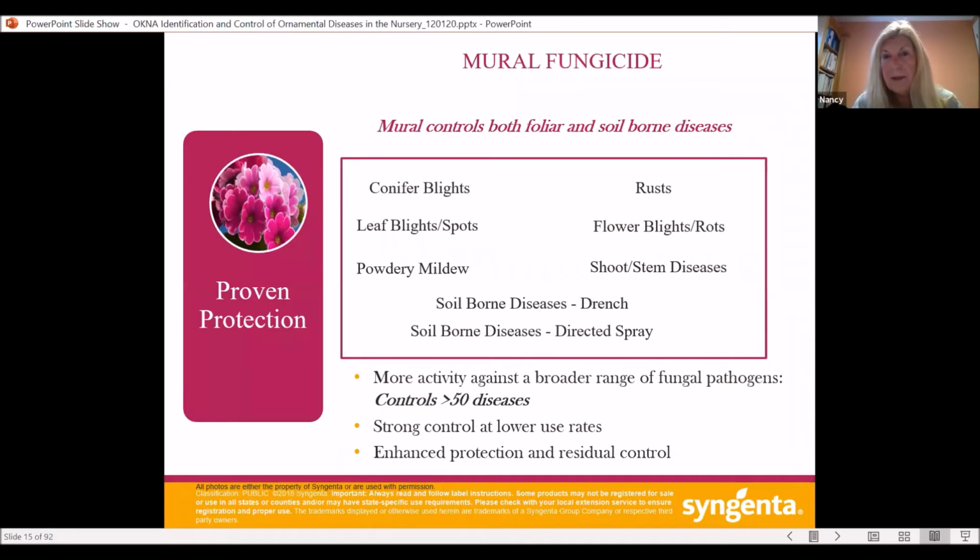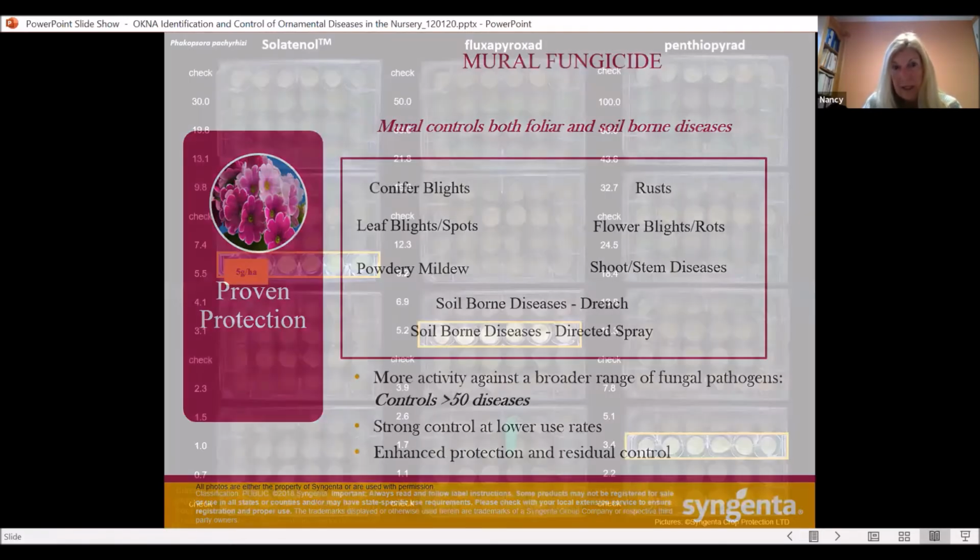So again, by putting the solatinol in with the azoxystrobin, if you love Heritage, you're going to love MURAL even more because it just works better and it lasts a bit longer as well. We get over 50 diseases that are controlled, both as sprays and as drenches. Since it does contain azoxystrobin, which is systemic, we do get the same systemic protection that we've enjoyed with Heritage.